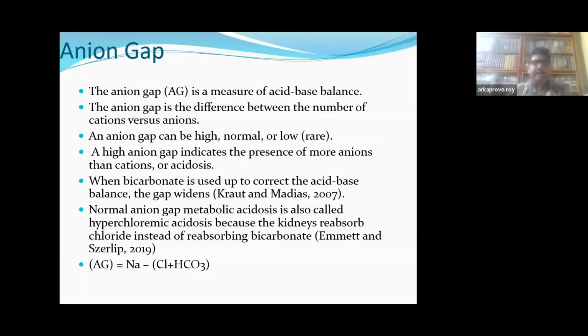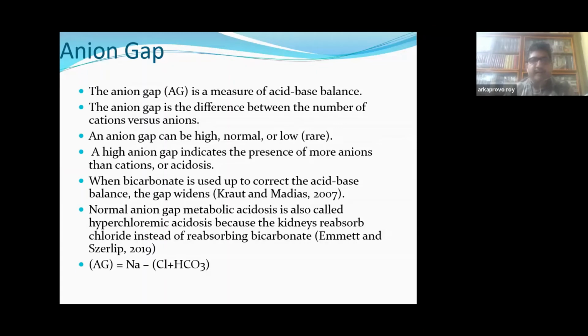Now the last one is anion gap. The anion gap is a measure of acid-base balance. The anion gap is the difference between the number of cations versus anions. An anion gap can be high, normal, or low. A high anion gap indicates the presence of more anions than cations, or acidosis.